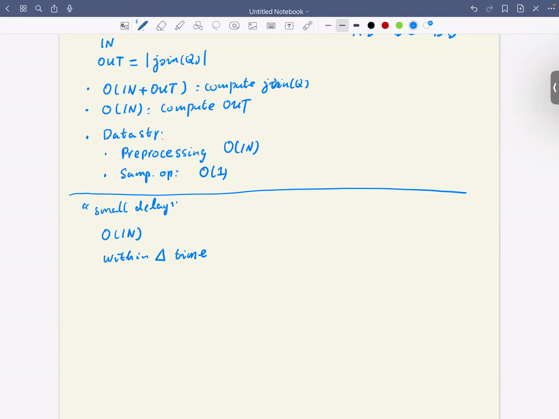Within delta time, you will have to do the following. You will have to say, okay, no result at all, the join result is empty. Or you should say, now here is one result tuple in the join. You see what I'm saying?